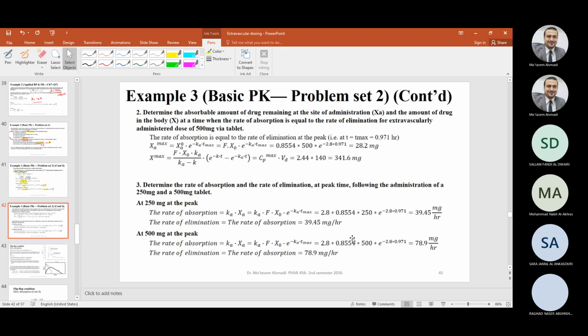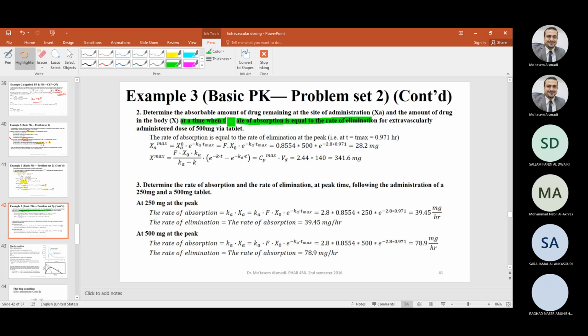Okay, let's continue with the question. Determine the absorbable amount of the drug remaining at the site of administration, XA, and the amount of drug in the body at a time when the rate of absorption is equal to the rate of elimination. Well, what does this statement mean? When is the rate of absorption equal to the rate of elimination? This is asking us to get these calculations at time equal to T max.